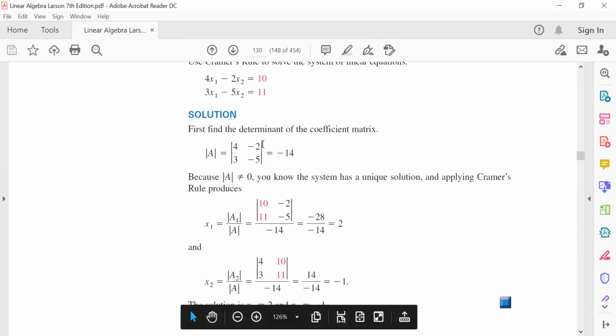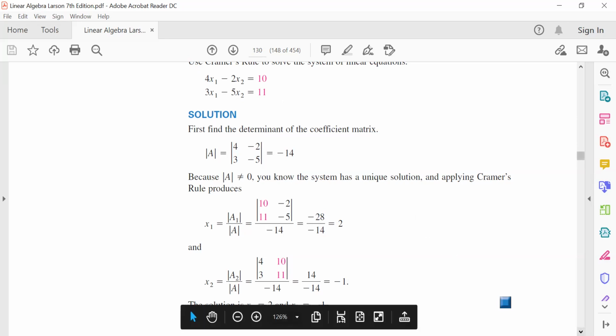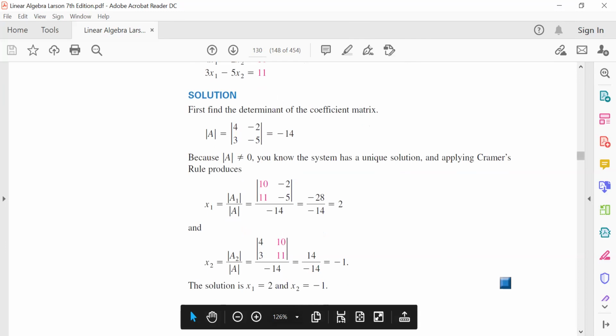So let's work it out. 4 times 2 is 8, minus 2 times negative 1, that's 8 plus 2, which is 10. That works. 3 times 2 is 6, minus 5 times negative 1, which is 6 plus 5, is 11. So it works. And that is a very cool and awesome thing.